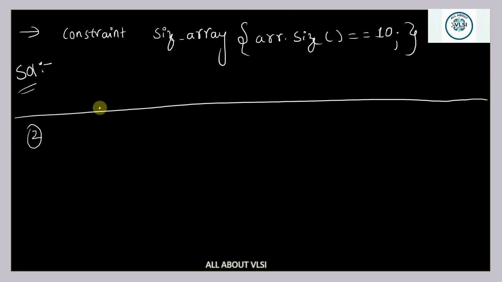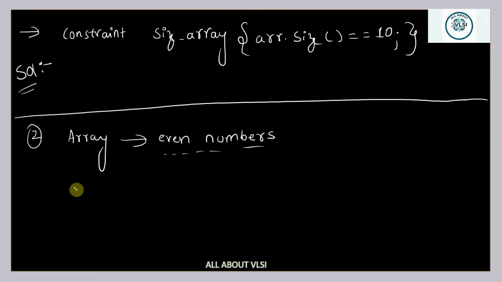Now let's see one more question. So the array which we have created, right? This particular array should have only even numbers inside it. This is a very simple question, I think. Many can do this easily. So the array which we have created should have the even numbers. We need to write down a constraint for this.